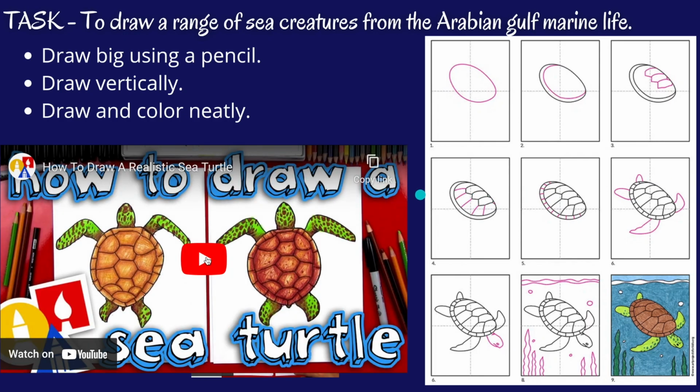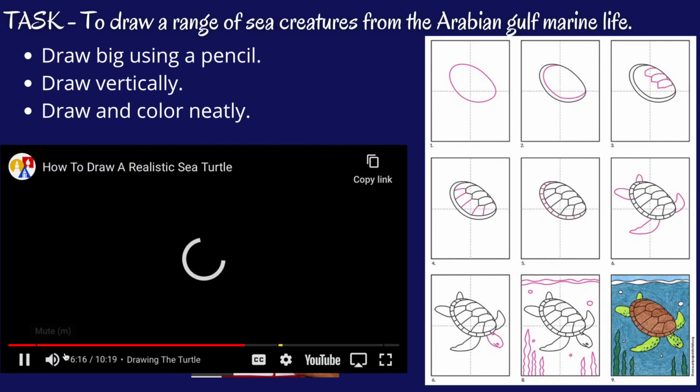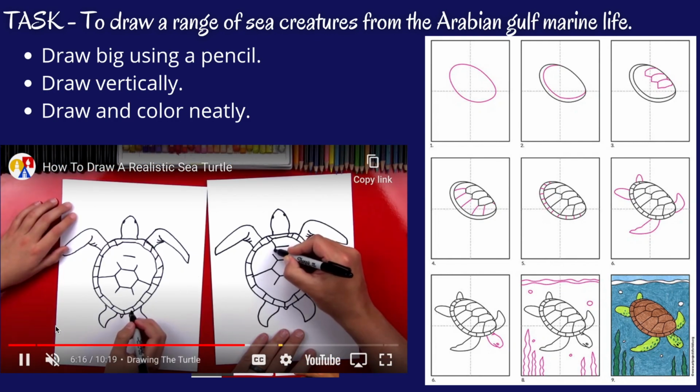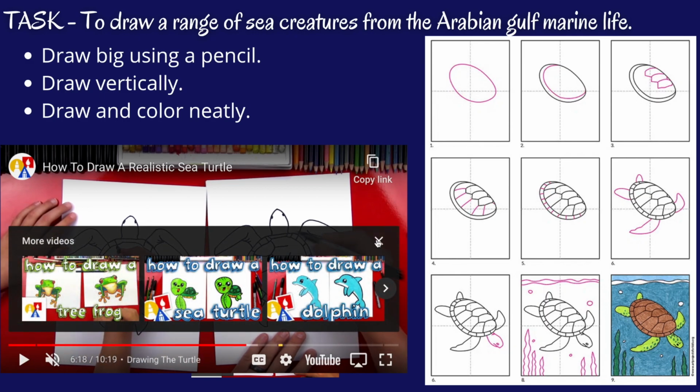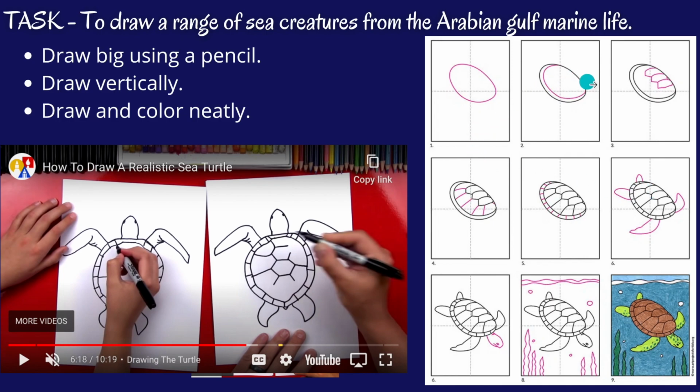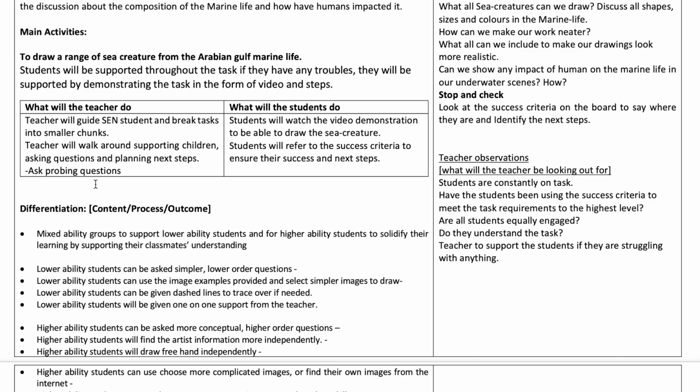You could use a demonstration video which is already available on YouTube, or make your own, or you could give them the steps. So what will the teacher do in the lesson? The teacher will guide the SEN students and break tasks into smaller chunks. Teacher will talk to students and walk around the classroom supporting the children, asking questions and planning the next steps. Ask probing questions, basically critical thinking related questions.